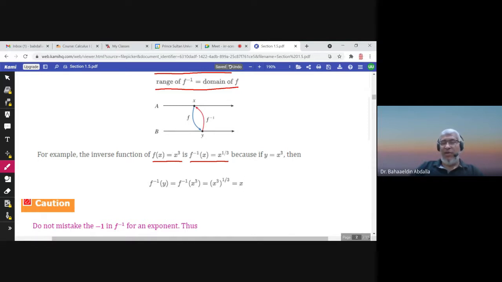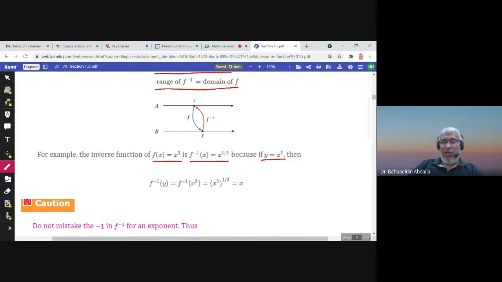For example, the function f of x equals x cubed, the inverse function of this function is f inverse equals x to the power 1 over 3. How to find out? Okay, we can do the following. If y is x cubed, this is f of x. If we call it y, f of x is y as we know. So if y is x cubed, then what would be f inverse of y? f inverse of y would be f inverse of x cubed. And the definition of f inverse is x to the power 1 over 3.